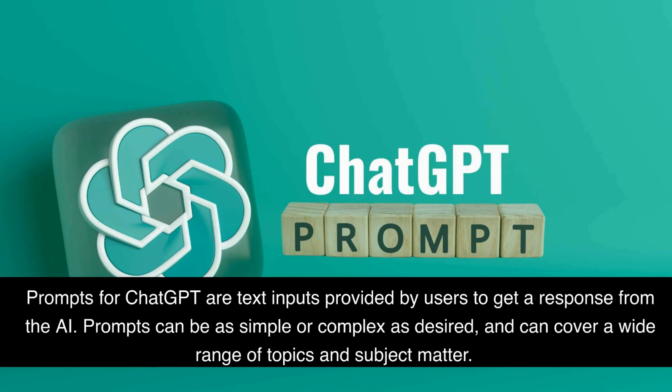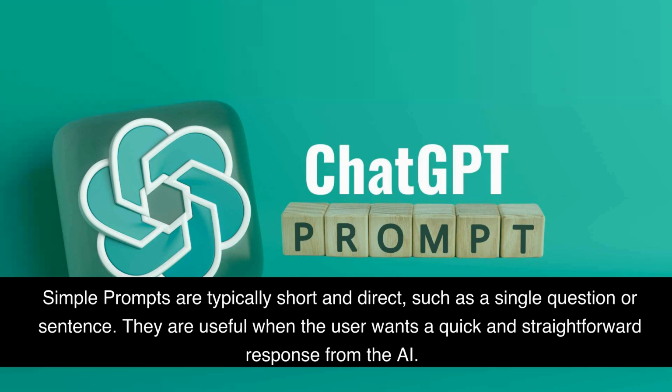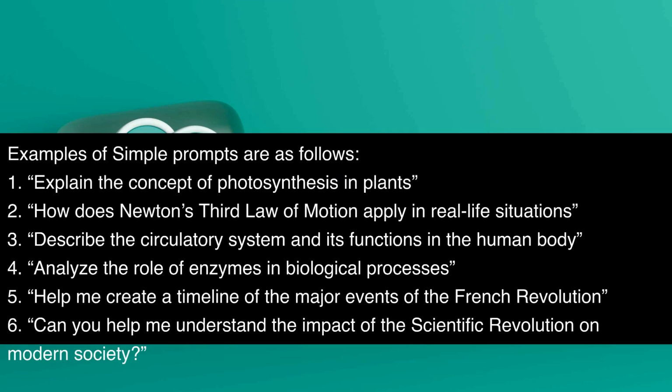Prompts for ChatGPT are text inputs provided by users to get a response from the AI. Prompts can be as simple or complex as desired, and can cover a wide range of topics and subject matter. Simple prompts are typically short and direct, such as a single question or sentence. They are useful when the user wants a quick and straightforward response from the AI. Examples of simple prompts are as follows.